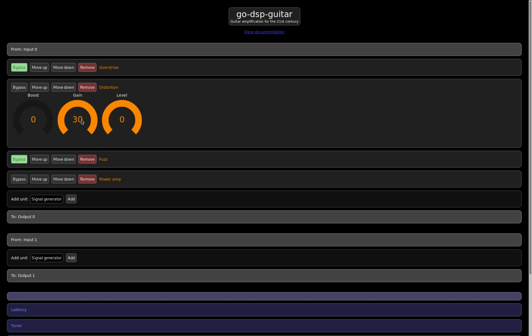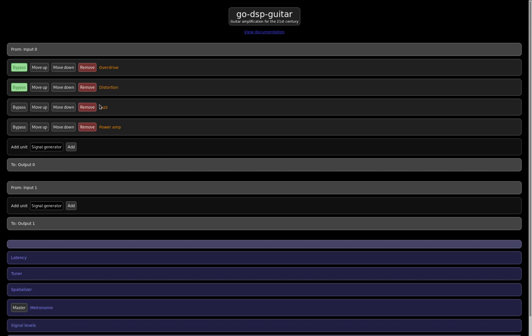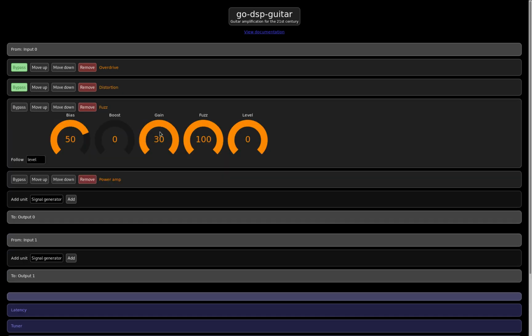Okay, so this was the distortion effect. Now we'll move on to the fuzz effect. And the fuzz currently has a gain of 30 decibels, a fuzz of 100, and a bias of 50.